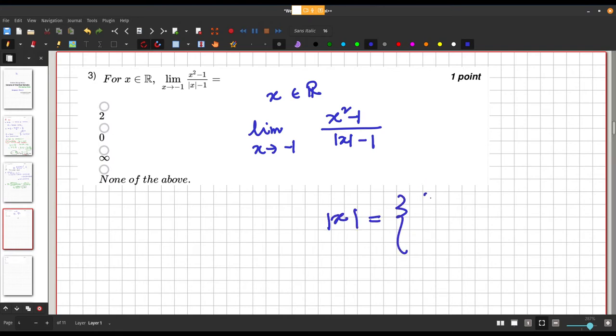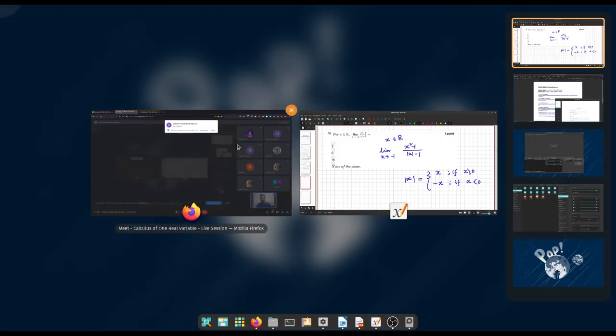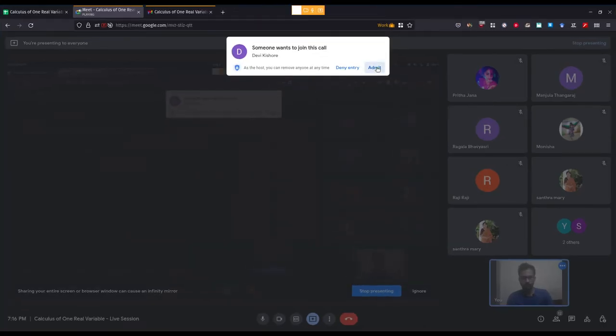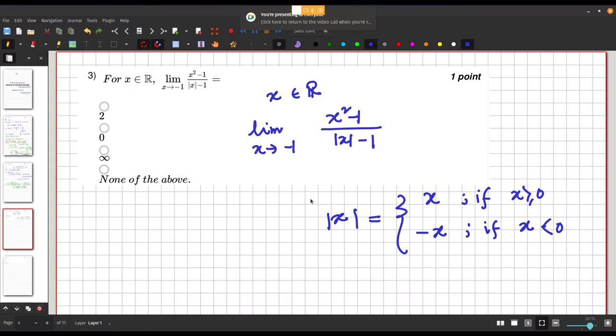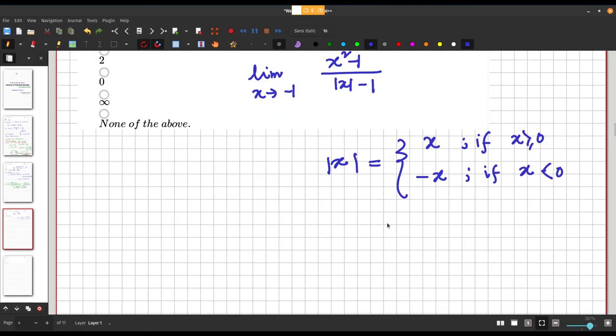This is defined as x if x is greater than 0 and it is defined as minus x if x is less than 0. Okay, so we have to evaluate the limit at minus 1. So in the vicinity of that point, mod x can be written as minus x.